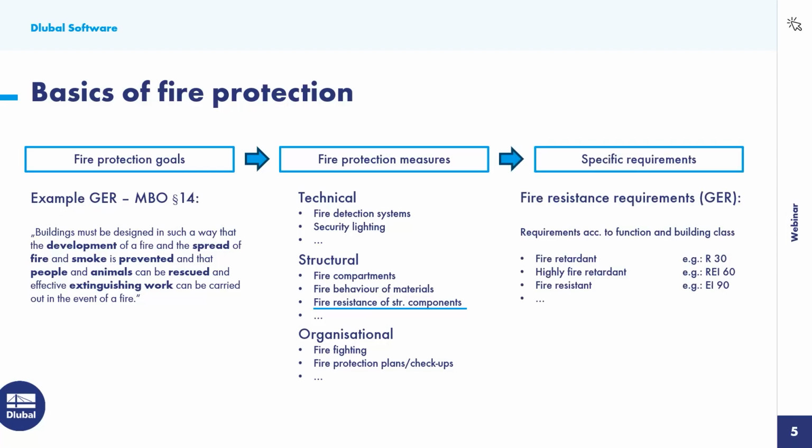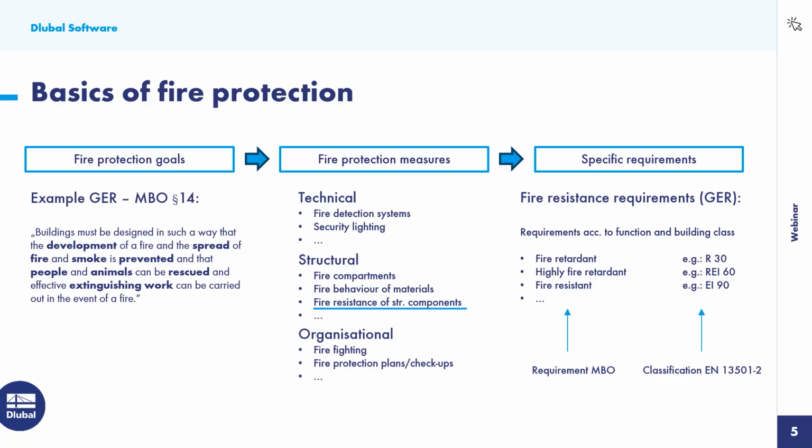The fire protection measure is further specified in the building regulations. In the German building regulations, for example, those requirements are defined depending on the building class and the function of the structural element within the building. For example, certain building components must be fire retardant. This classification may seem a bit unspecific at first glance, but it is linked to clearly defined resistance classes given in EN 13501 Part 2.